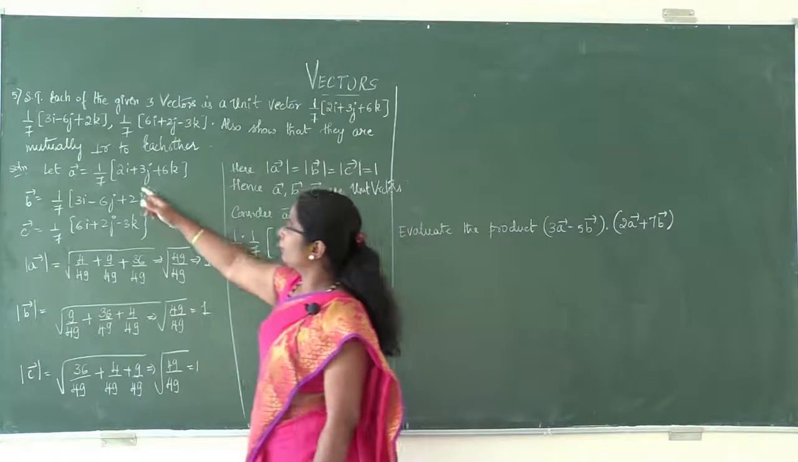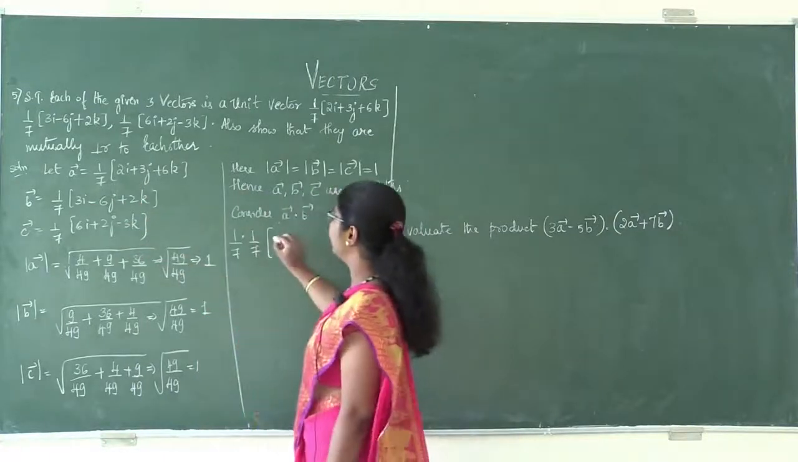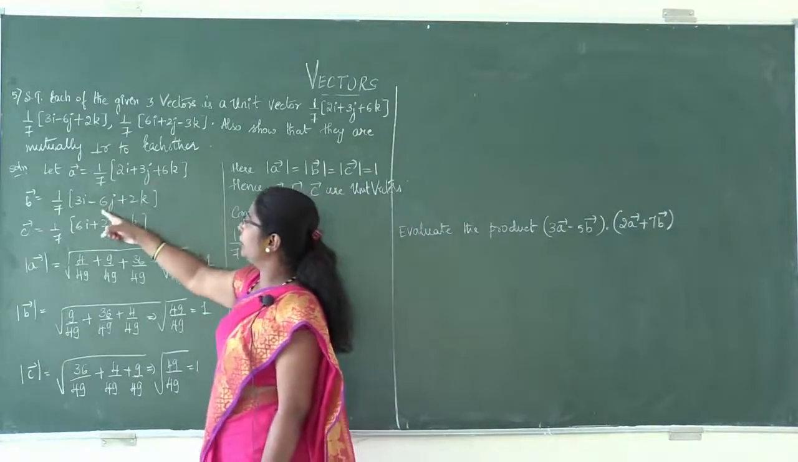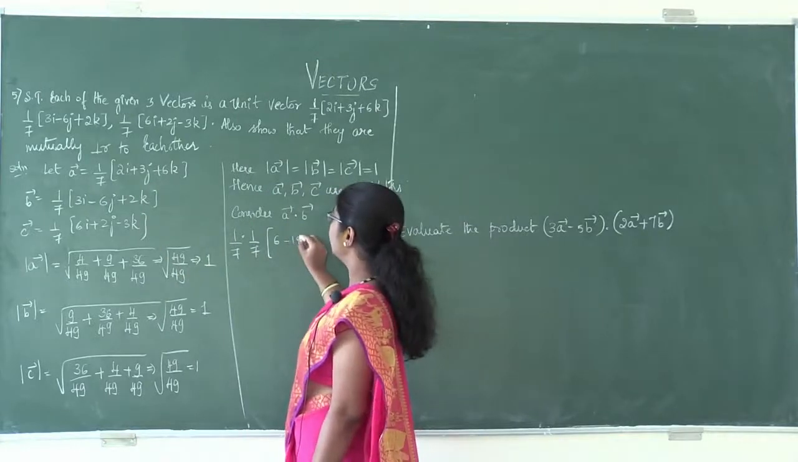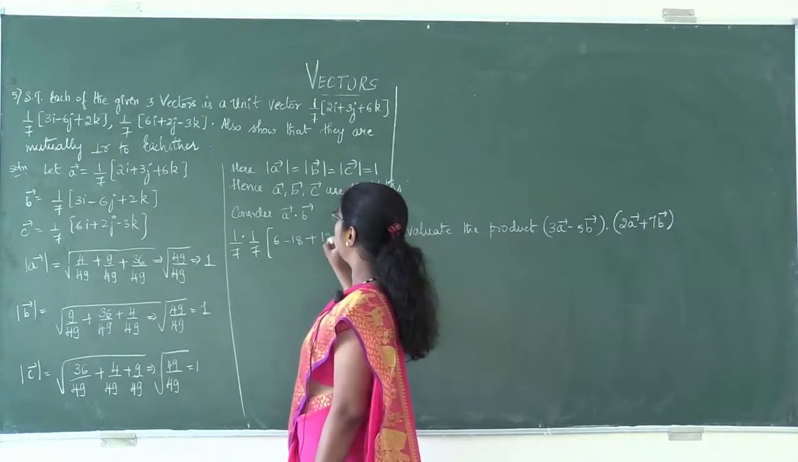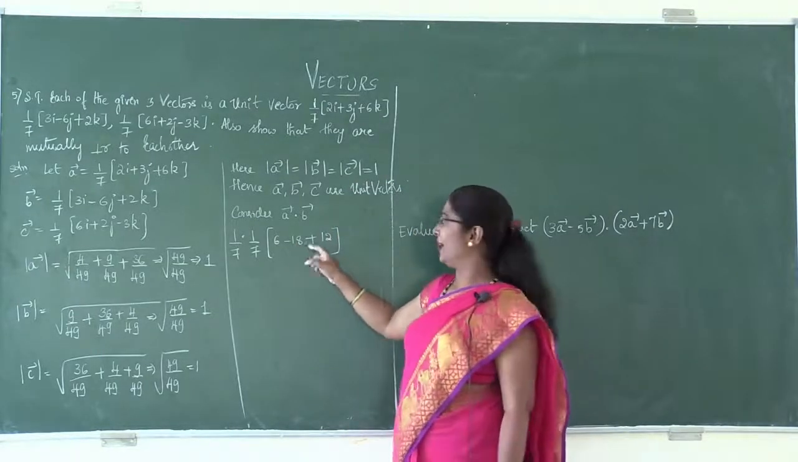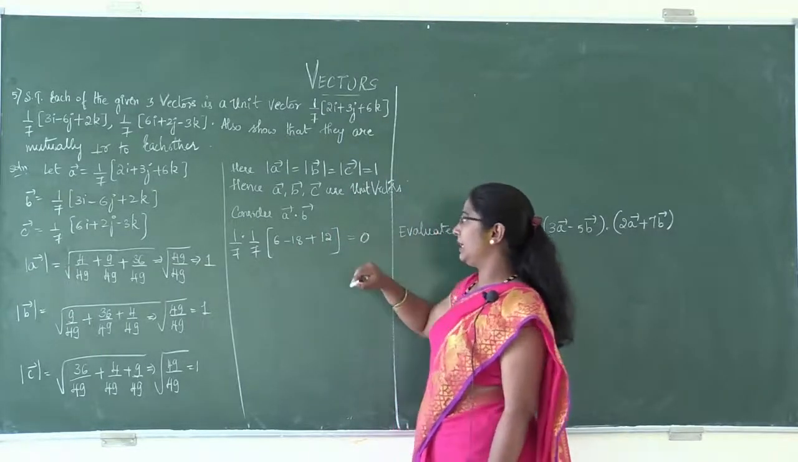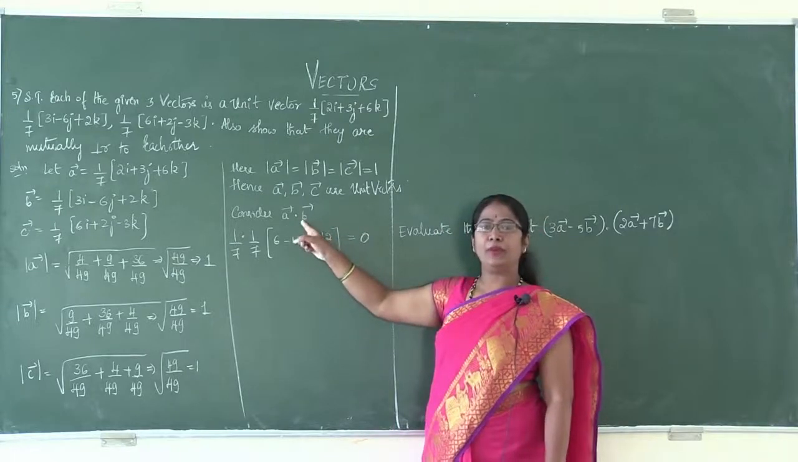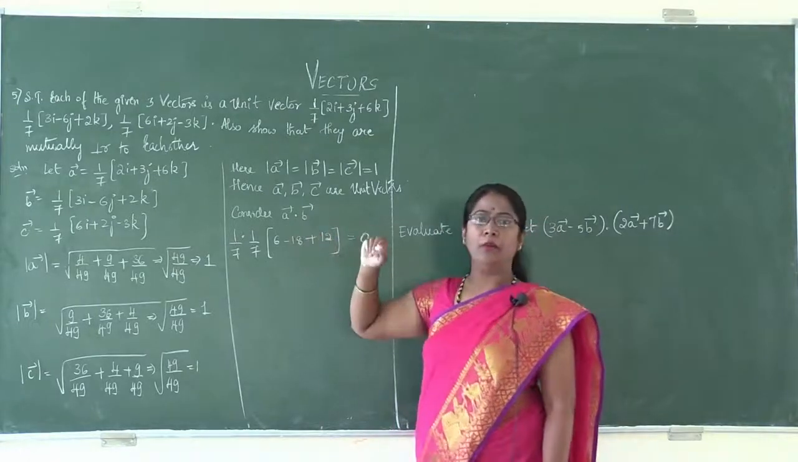So 2 into 3 will be 6. 3 into minus 6 will be minus 18, plus 6 into 2 will be 12. 6 minus 18 minus 12 plus 12 will be 0. That is, vector A dot vector B is equal to 0.